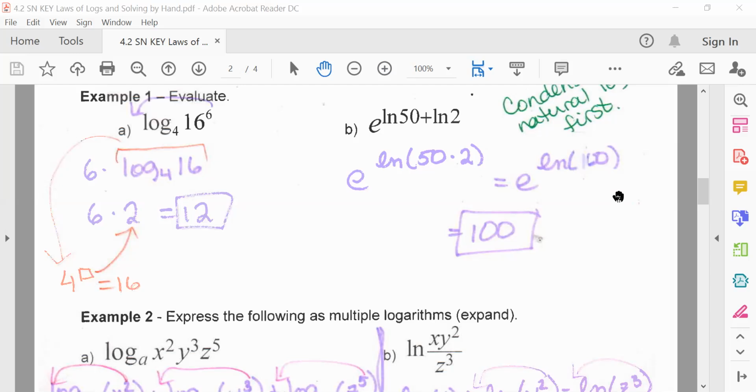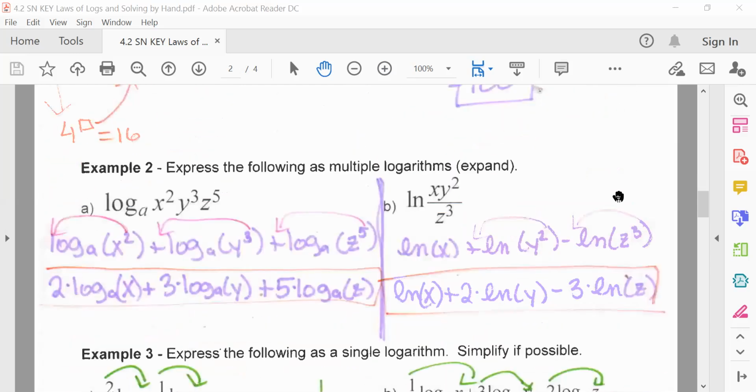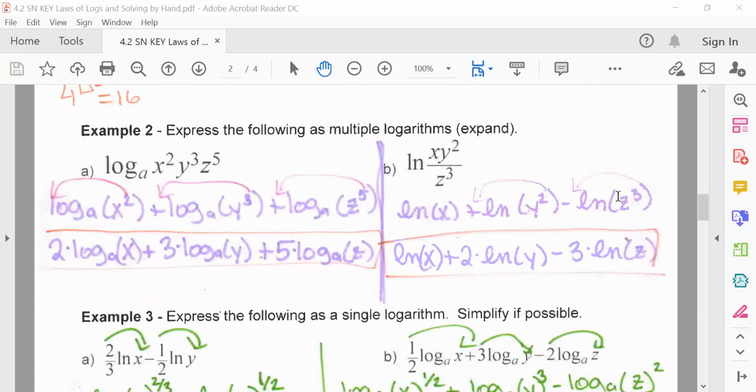All right, let's look at example 2. Okay, this is a common type of question that you'll see. This also tends to come up on ACT tests a lot, so this can be useful to you. We're asked to express this as multiple logs. You may also be instructed to expand this.